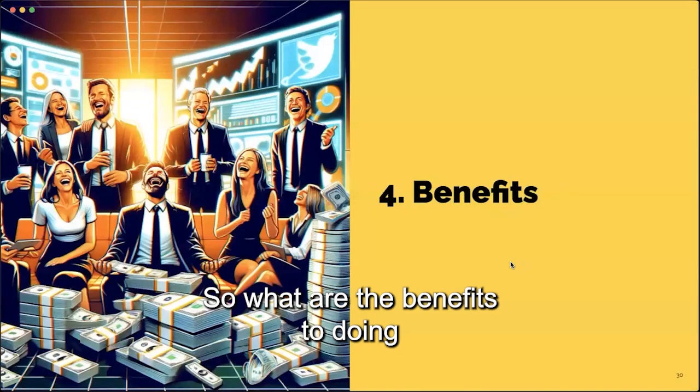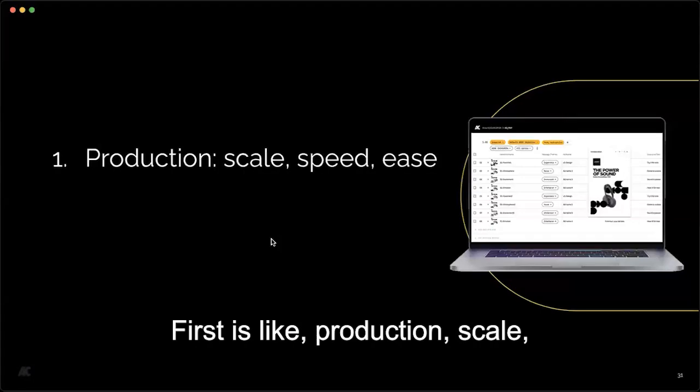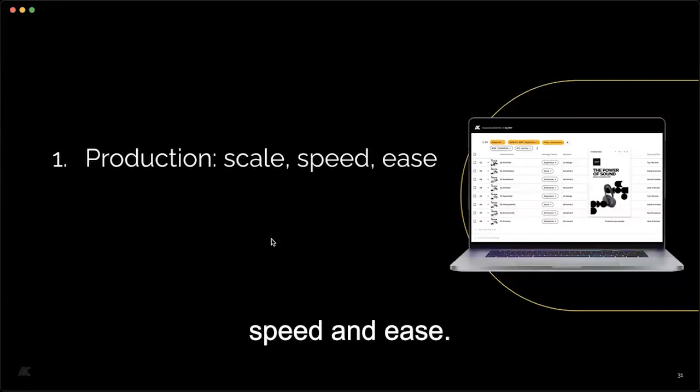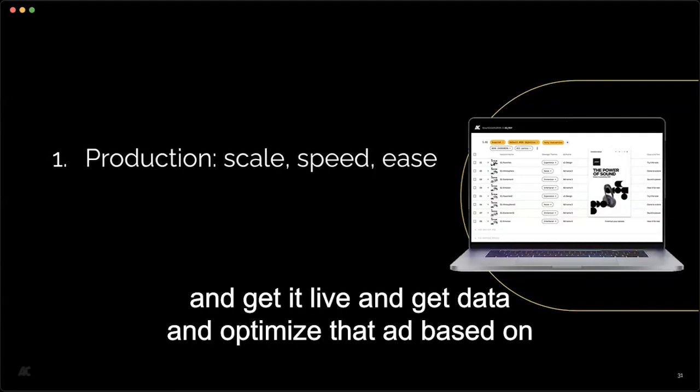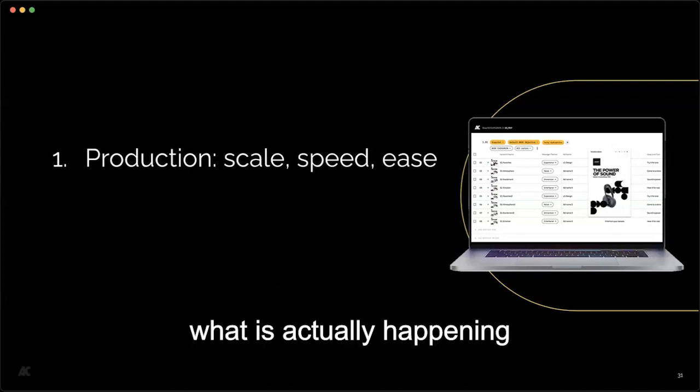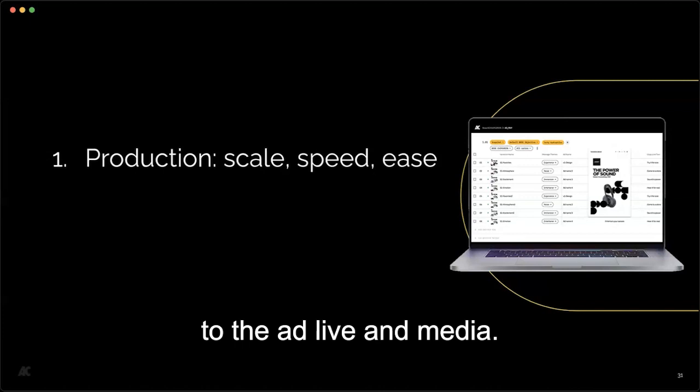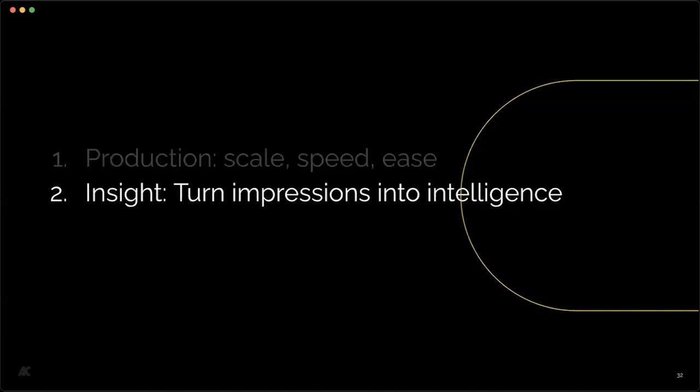So what are the benefits to doing live creative optimization? Firstly, is like production scale, speed, and ease. With the right technology, what you're able to do is to create any ad for any audience on any platform and get it live and get data and optimize that ad based on what is actually happening to that ad live in media. You can turn those impressions into intelligence.